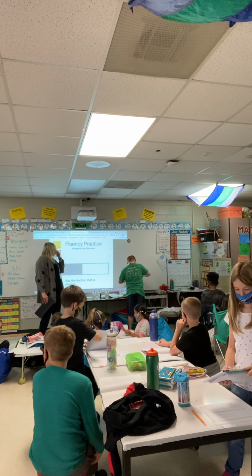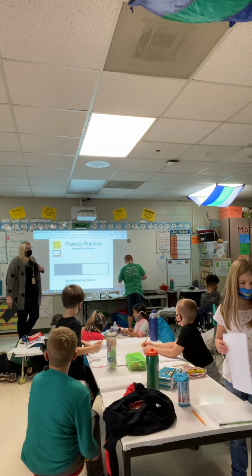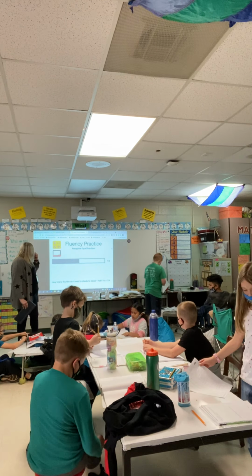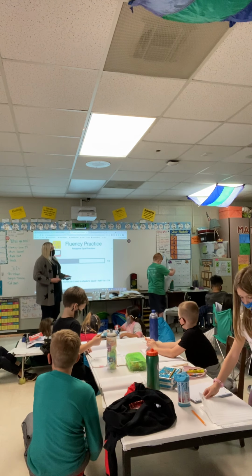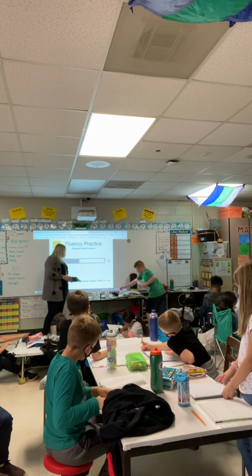Alright guys, on the count of 3, I want you to say the fraction that is shaded. 1, 2, 3. 1/2. Awesome. So how many fourths do I need to shade to equal 1/2? I want you to write the fraction in your journal.